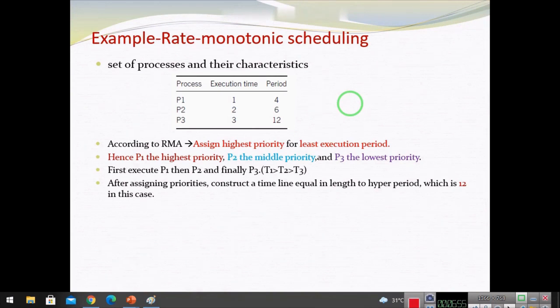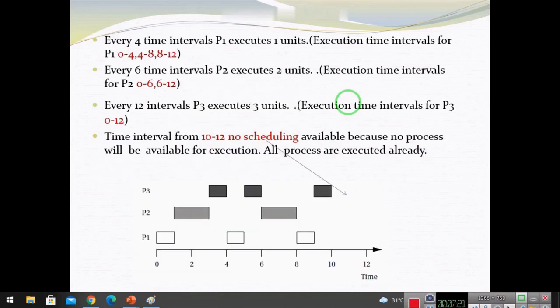Okay. Similarly, we have process P2, and the total time is 12. The period is 6. So 12 by 6 is 2. So among the total time, P2 will be executed 2 times, 2 units each. Similarly, for P3, 12 by 12, obviously 1. So P3 will be executed only 1 time, but the execution units will be 3.